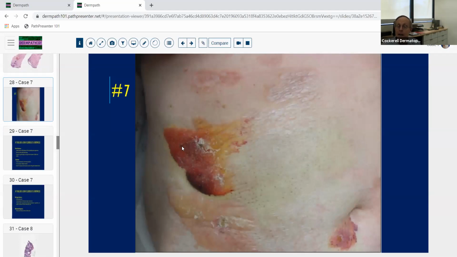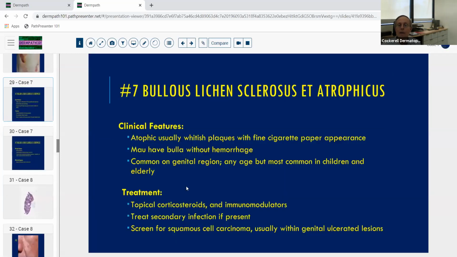Here's an example of the hemorrhagic blister. And here's another non-hemorrhagic bulla that develops. So it's not always just purely cleft. It actually can form a real bulla in a lot of these cases. So that is bullous LSNA.